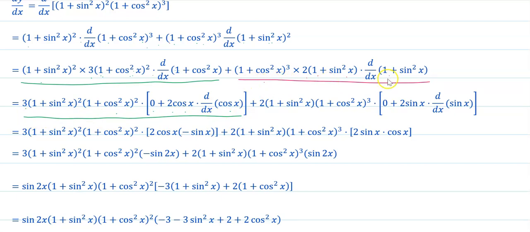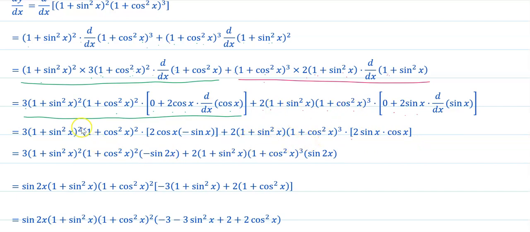Now see this here. 1 plus cos square x bracket cube, 2 times 1 plus sin square x. Next d/dx of 1 plus sin square x. Derivative of 1 is 0. Derivative of sin square x is 2 sin x, again derivative d/dx of sin x which is cos x. That is 2 sin x into cos x. Okay. And the remaining terms are here as it is.